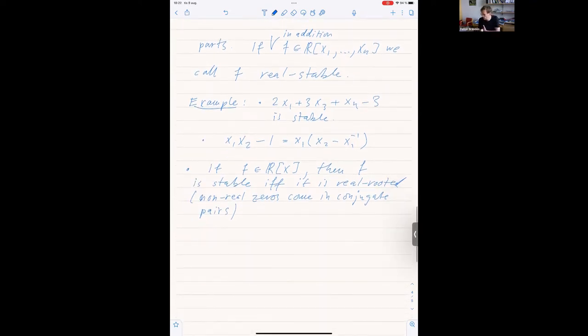So real stability is a multivariate extension of real-rootedness. Another property: reflection downstairs in the lower plane will also be stable if you start with a stable f, f of negative x. Yes, if you have real coefficients, then you may negate all the variables. That's true, because of the same reason. Okay. So being stable is a closed property.